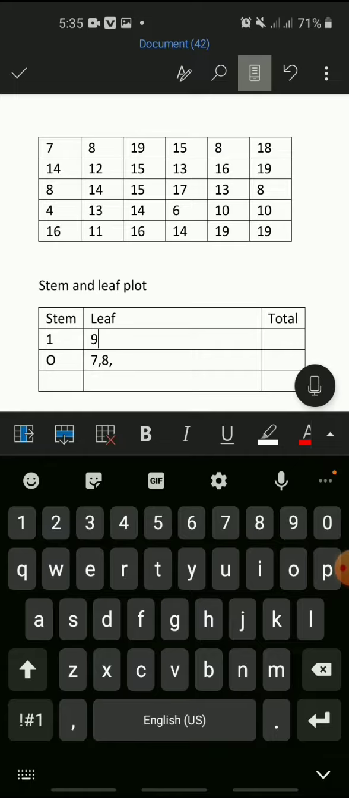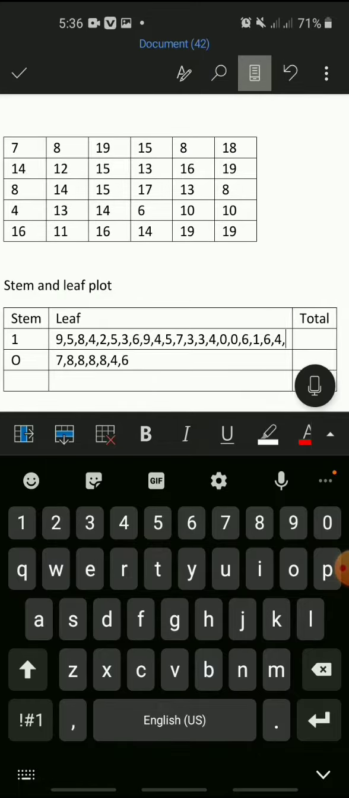So that is the stem and leaf plot, unarranged. It has not been arranged yet. 15, 8, 18, 14, 12, 15, 13, 16, 19, and 8, 14, 15, 17, 13, then 8, then 4, then 13, 14, 6, and 10, 0, then 16, and then 11, and then 16, 14, 19, then 19.